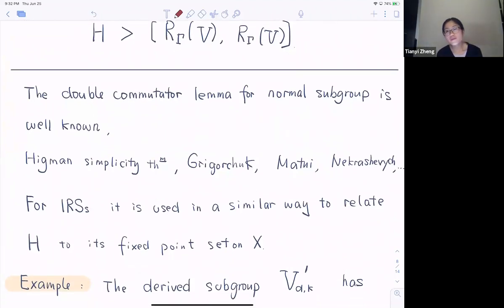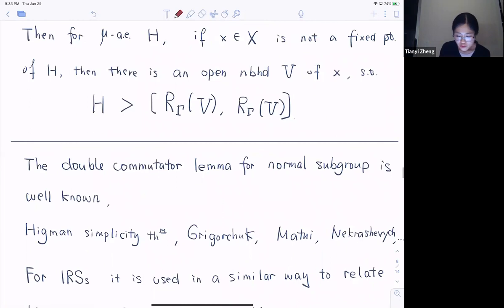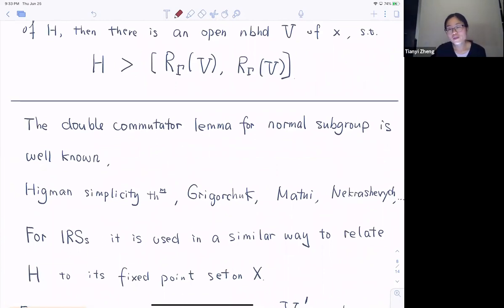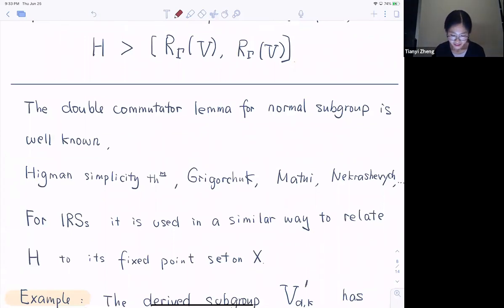So as I said, the version for normal subgroups is really classical and well-known, and it is behind the proof of simplicity in many, many examples. It probably goes back to Higman. In the work of Grigorchuk, it's used to give a criterion for when a branch group is just infinite. And then more recently, in the work of Hiroki Matui and Volodymyr Nekrashevych, this kind of lemma is used to show simplicity of the derived subgroup of topological full groups. So this is really the common reason behind simplicity. Here we want to understand in certain classes, for similar reasons, we get some kind of simplicity in the measurable sense. So it's not surprising that lemmas like this can be useful.